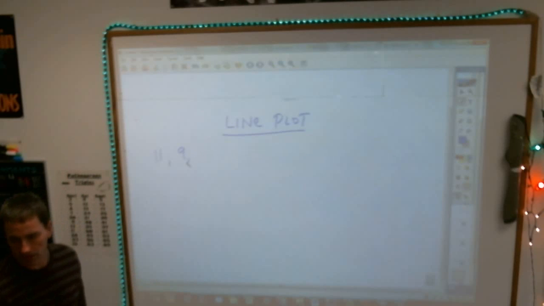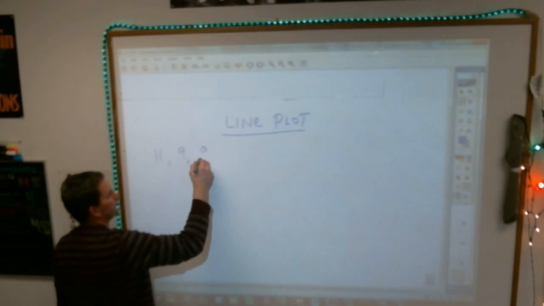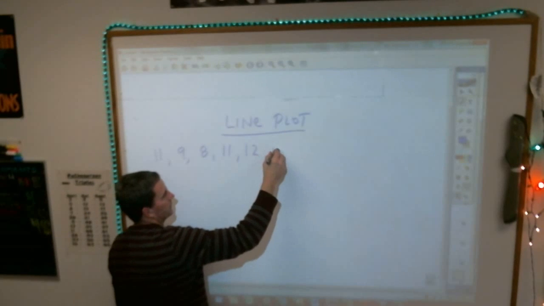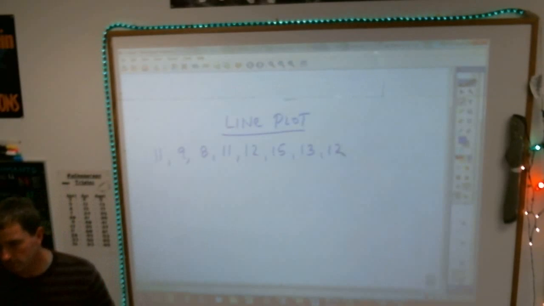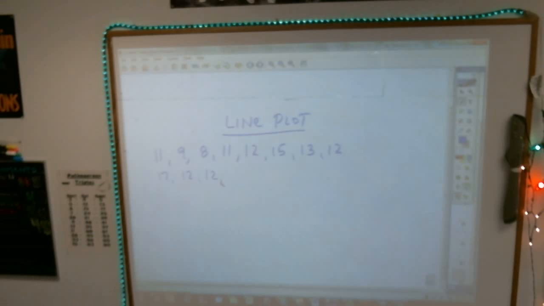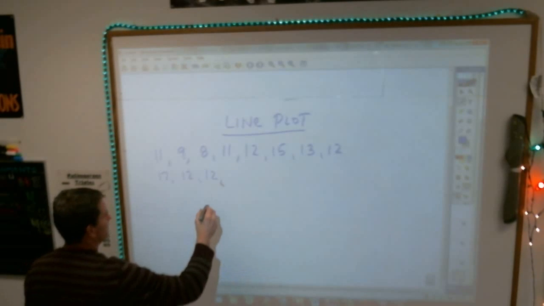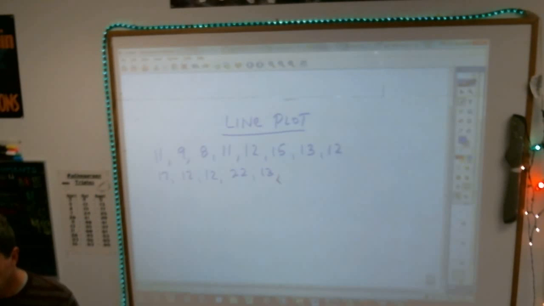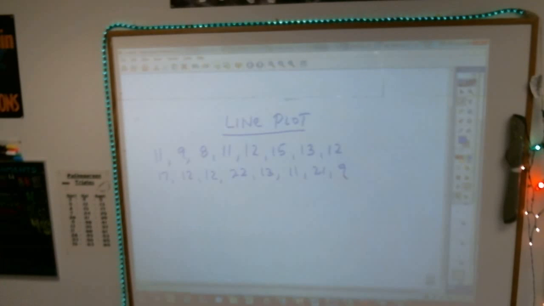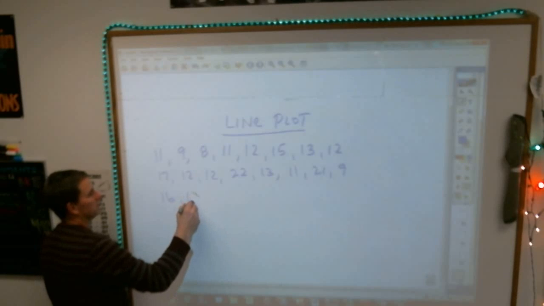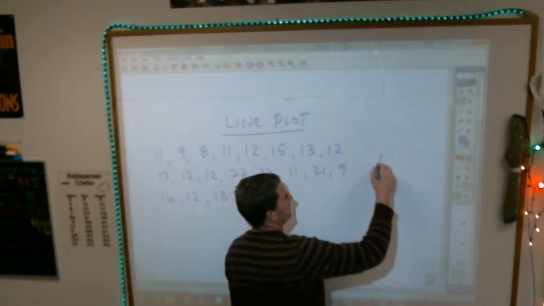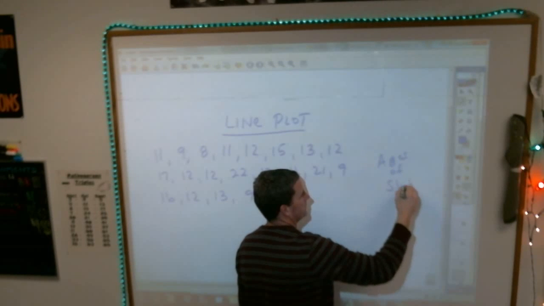First one was 11, then 9, 8, 11, and 12, 15, 13, 12, 17, 12, another 12-year-old went down. Oh, here comes an old person. 22, 13, 11, 21, 9. I guess you see old people at the water park, right? 16, 12, 13, 9. Those are the ages of the first 20 people that went down a water slide. Ages of sliders.